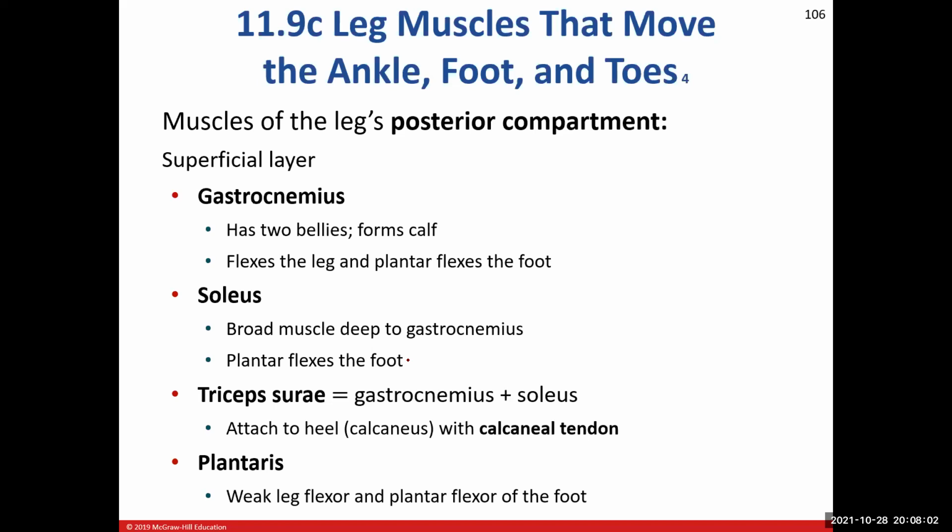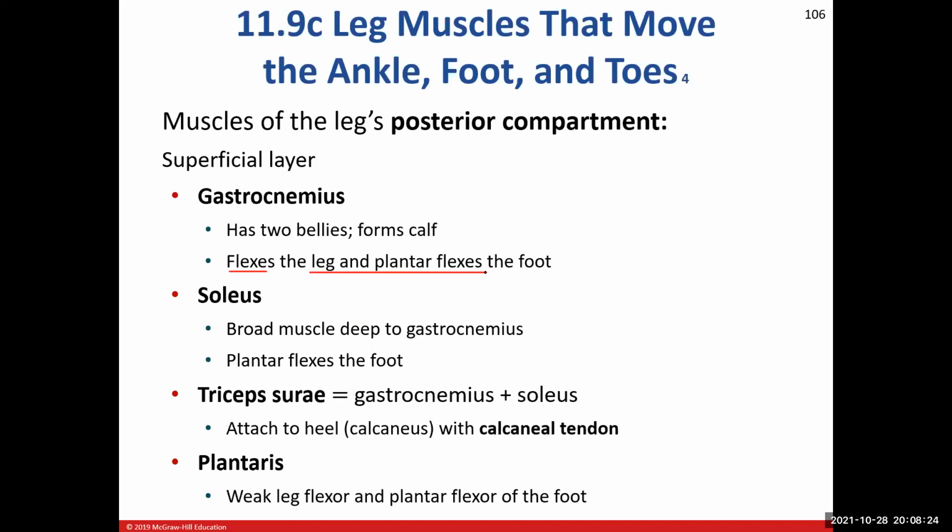So if you see somebody running around and you're looking at their calves and you're like, ooh, that person's got nice calves, well, that's the gastrocnemius muscle. It has two bellies, lateral and medial, that attach onto the femur. So it has two movements. It will help to flex the leg, that's bending of your knee, and it helps to plantar flex the foot.